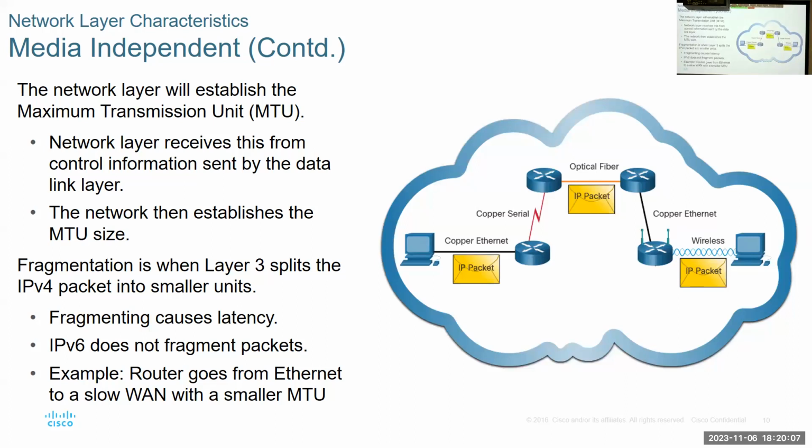Okay, there is no such thing as fragmenting in IPv6. So if the transport layer sends it too big, then it's not going to get sent, period. It's not going to work over IPv6. So that is something you don't have to really worry too much about.